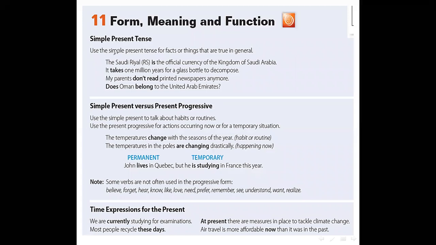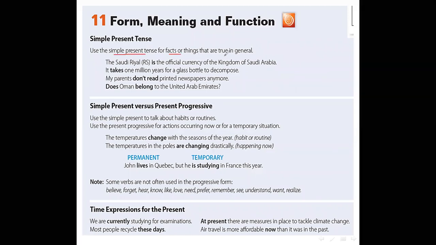We use the simple present tense for facts or things that are true in general. For example, the Saudi Riyal is the official currency of the Kingdom of Saudi Arabia. It's true, so we use simple present for verb to be.